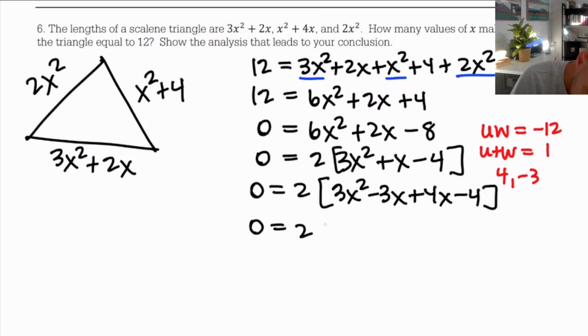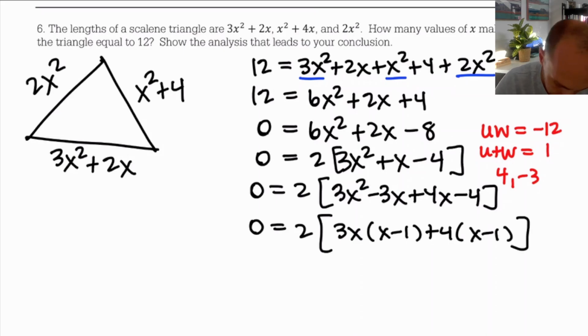Okay, 2 times what comes out of the first two, that's going to be a 3x times x minus 1, plus a 4 times x minus 1. And then that's 0 equals 2 times x minus 1 times 3x plus 4.